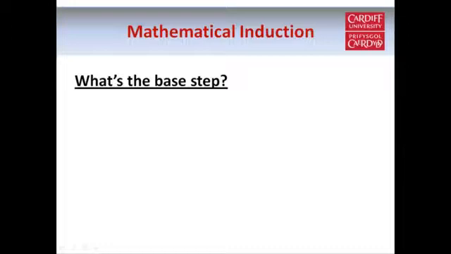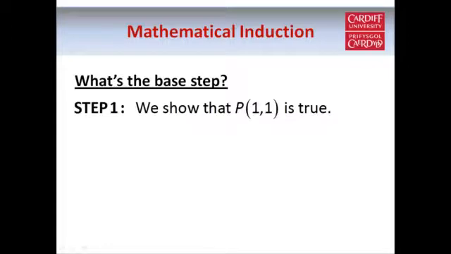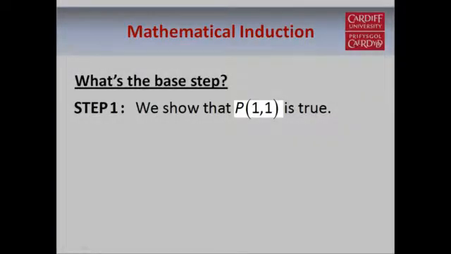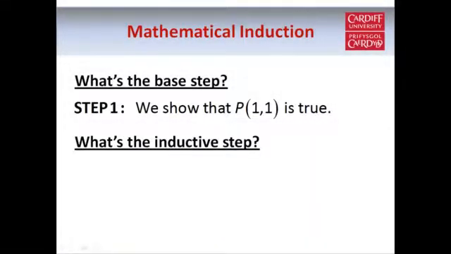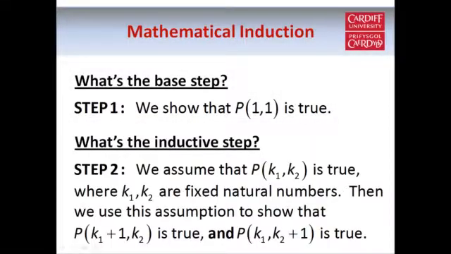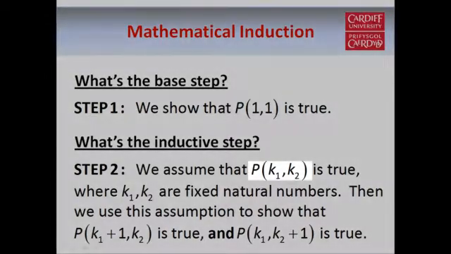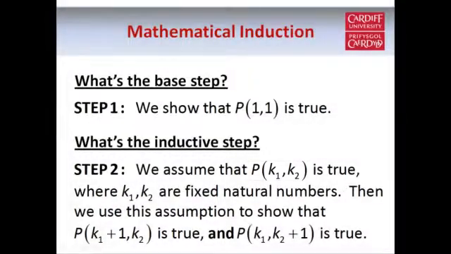Well, first of all, we have the base step. In this case, we have to prove the statement is true when n1 equals 1 and n2 equals 1. So in other words, we have to prove that p(1,1) is true. Secondly, we have the inductive step. In this case, we have to make the assumption that p(k1, k2) is true, where k1 and k2 are fixed natural numbers.